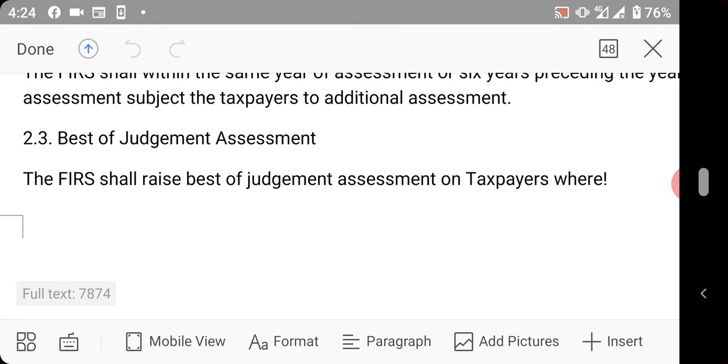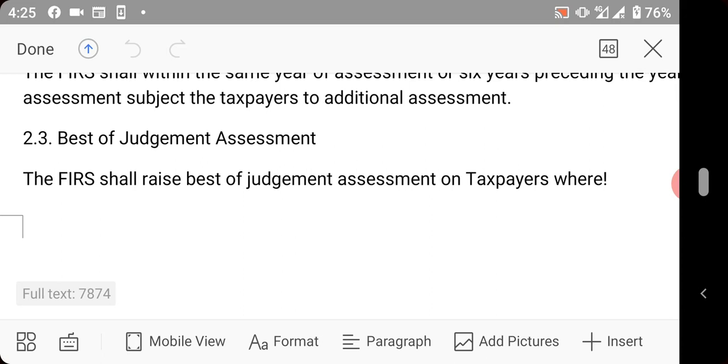The next one is best of judgment assessment. Now, where you failed to file your tax return within the 6 months stipulated by law, the FIRS retains the power to raise a best of judgment assessment on you. They can just say, okay, since you didn't file your tax return as at 30th June, you are hereby meant to pay 100 million naira as tax liability, whereas in real sense your tax liability is not up to 1 million naira. You understand?